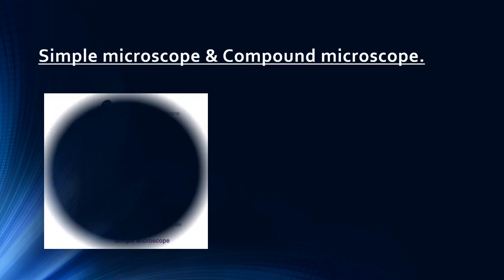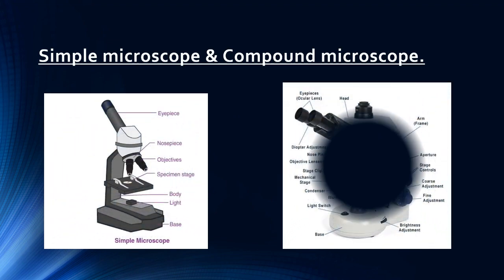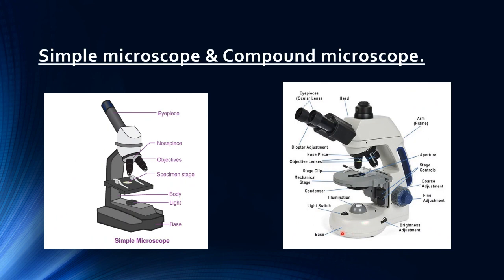Simple microscope and compound microscope pictures are given here. This is the simple microscope and this is the compound microscope. In the simple microscope you can see one lens, whereas in the compound microscope there are two lenses present. The components of the simple microscope include the eyepiece, the nose piece, the objective lenses, the specimen holder which holds your slide without moving, a stage, a body, a source of illumination which is the light, and the base.